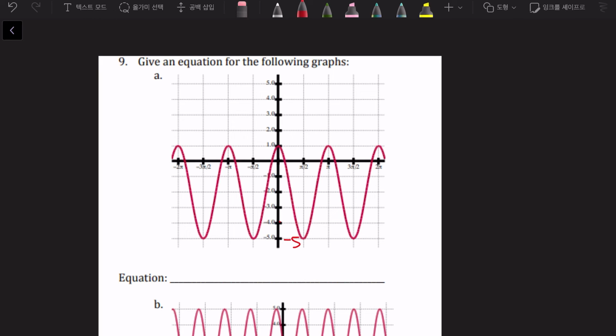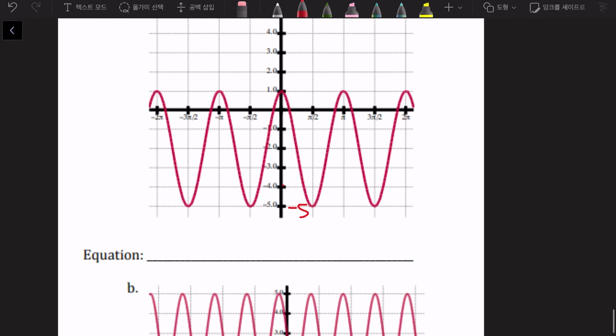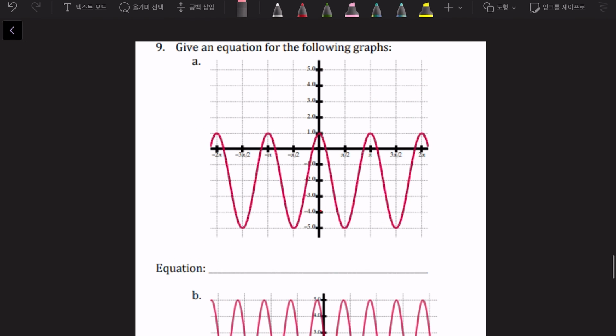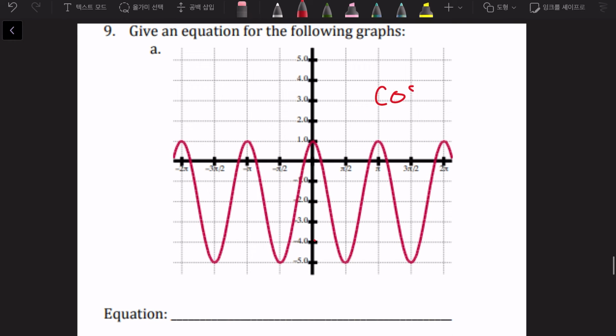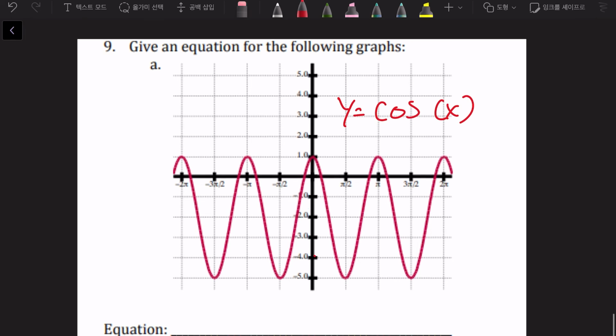So previous questions gave an equation and asked you to graph it. This is the given graph. Given graph ones are typically easier because you can use sine or cos, whichever you're confident with. We will use y equals cos x here, and we'll use y equals sine x here. So let's start the first one.